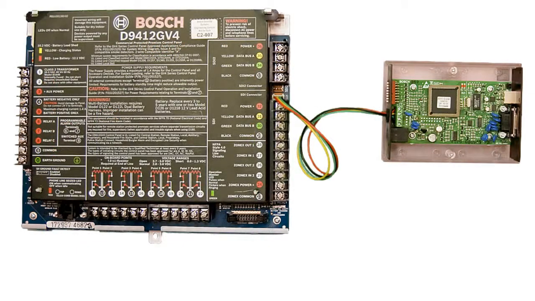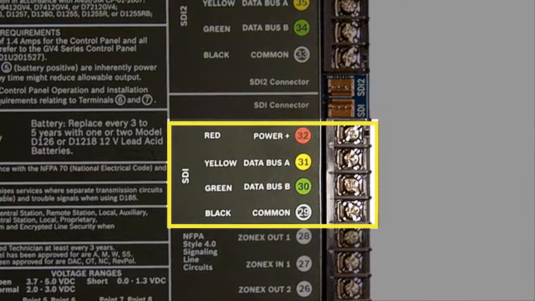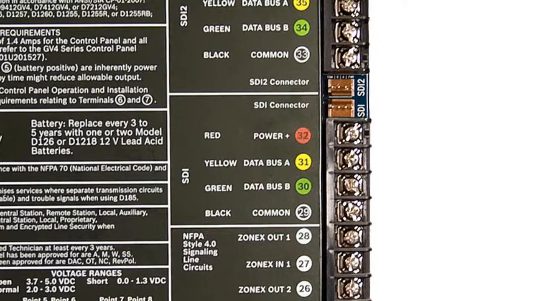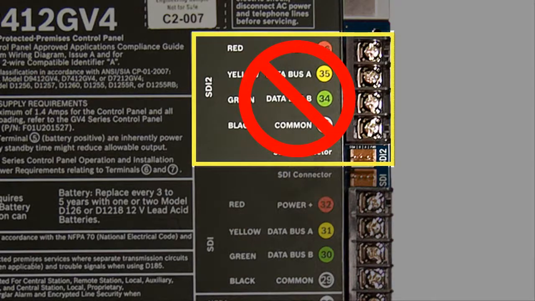Wire the DX4010V2 to the panel's SDI bus. There are two available SDI connections on the GV4 control panels. Both connections provide the exact same data and power transmission, so you're free to select whichever one works best for your installation. Do not plug the DX4010V2 into the SDI2 bus.